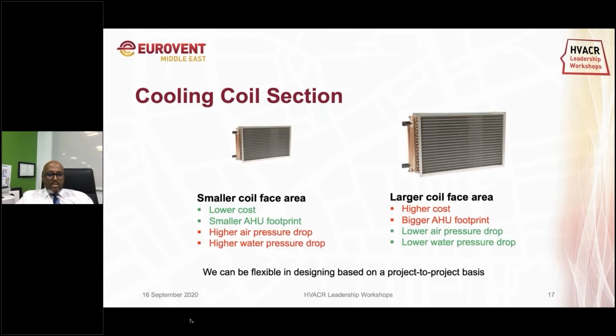Cooling coil sections: there's a smaller coil face area, low in cost, used for a smaller AHU footprint, and you've got the larger ones, which give you lower air pressure drops and obviously low water pressure drop.